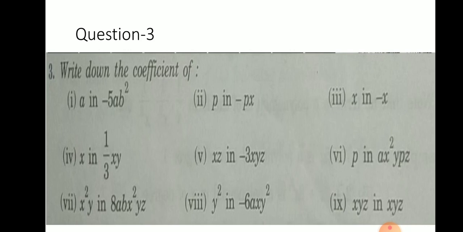And question number 8, here y square coefficient we want in minus 6axy square. So except y square, the remaining part is minus 6ax.